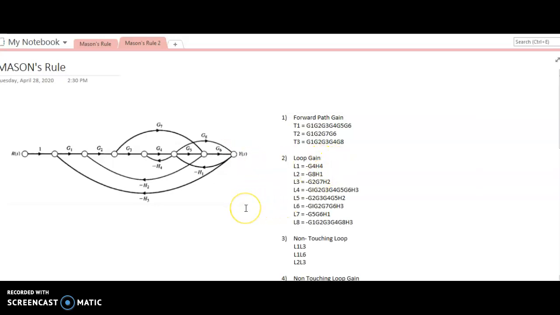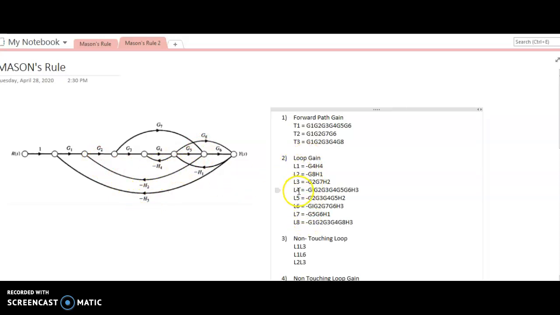Sebab nampak serabut kan untuk this one, so be careful. And then I found out there are 8 loops, loop gain. So this one L1. Yang ni nampak lah sejajar L1. Lepas tu dia ada loop 2 kat sini, saya considerkan this one loop 2. And then loop 3 G2, G7, H2. Ada minus semua ni, so just letak minus je kat depan.